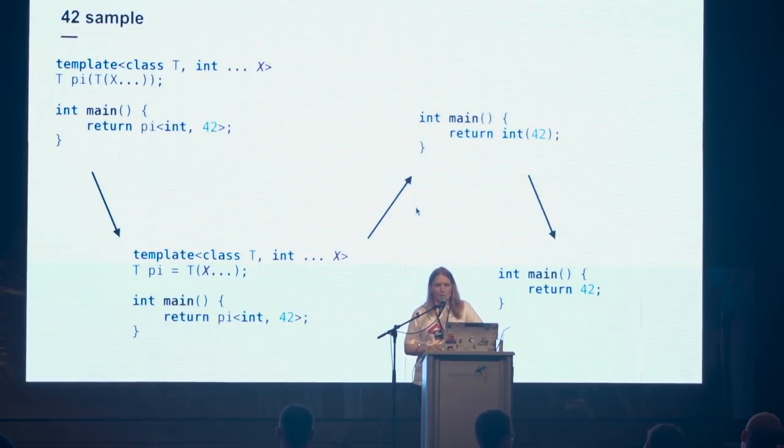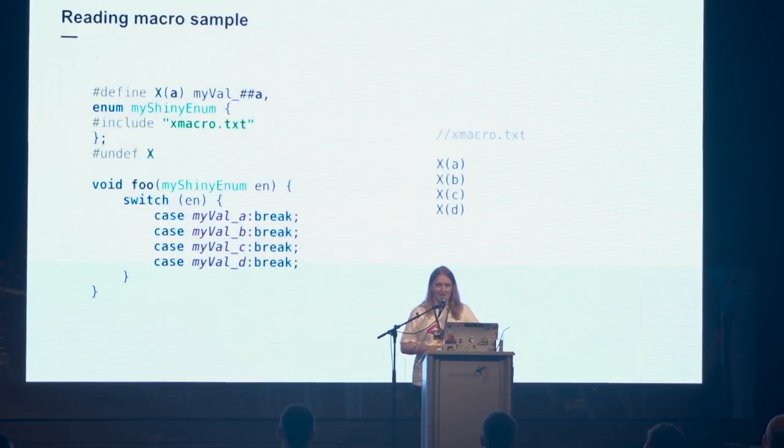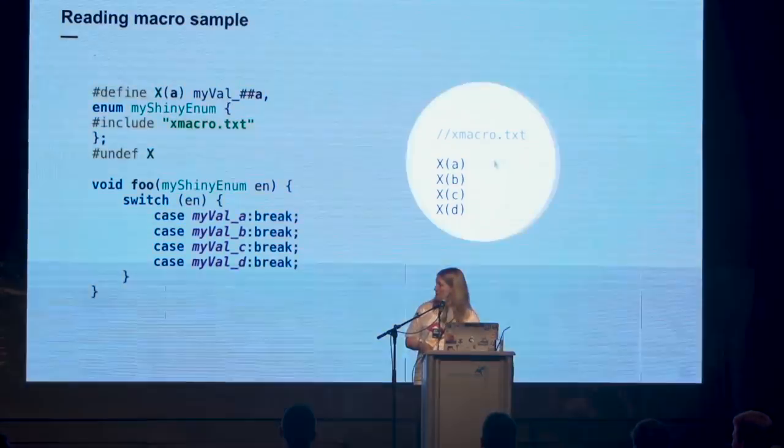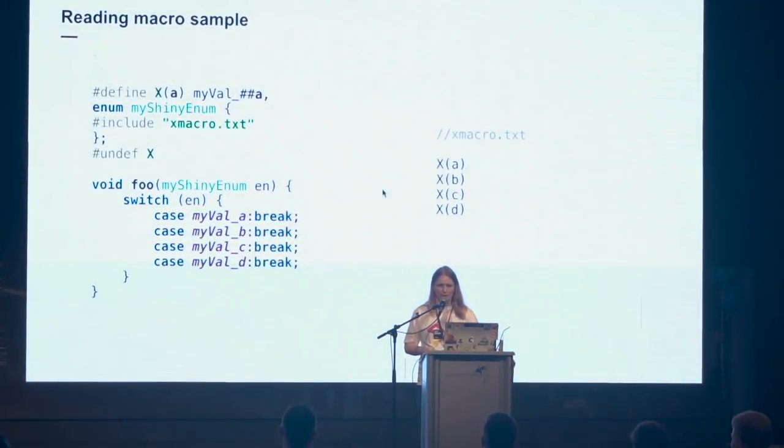Okay, another problem with C++ that we actually inherited. You know that word? No one? Macros, come on. So we have macros in the language. We still can't avoid them. What's the problem with macros? Here I have a nice macro called X, and an even nicer xmacro.txt file with some lines of code, not valid C++, just a text file. My X macro is doing some magic inside, trying to define an enum with some values, and then I undefine the macro.